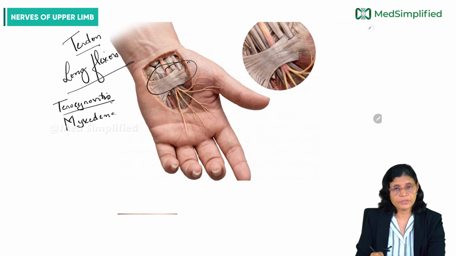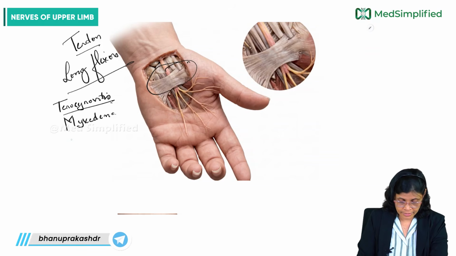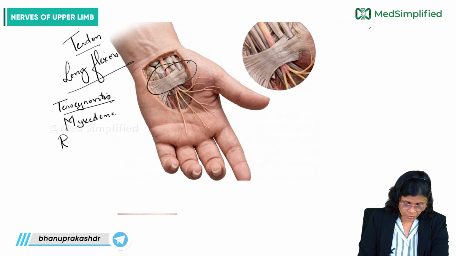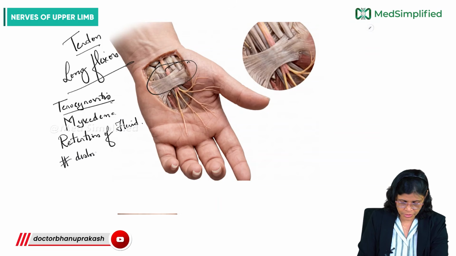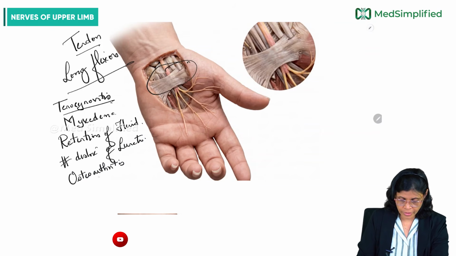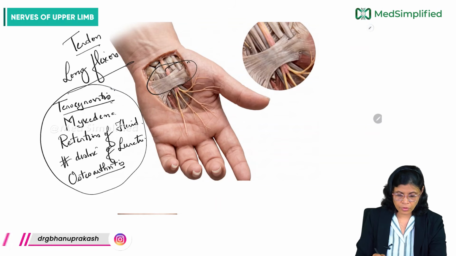Okay, so this is deficiency of the thyroxine, which we see in adults. And then it can also be in pregnancy because of the retention of fluid. Then there may be fracture and dislocation of the lunate bone. Then osteoarthritis of the wrist. So all this can be the causes of carpal tunnel.